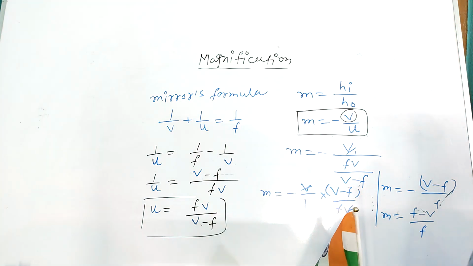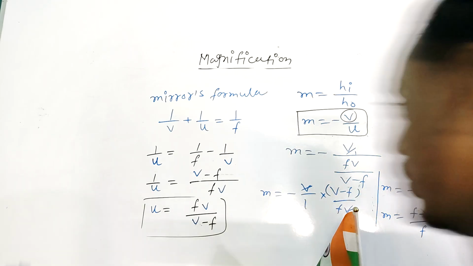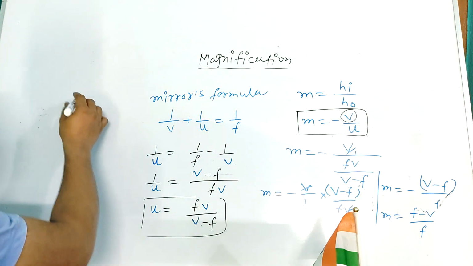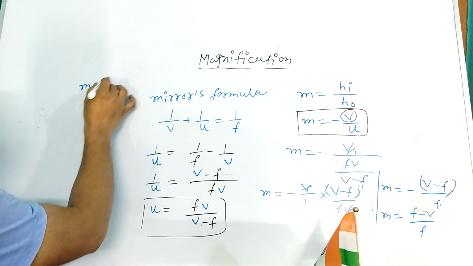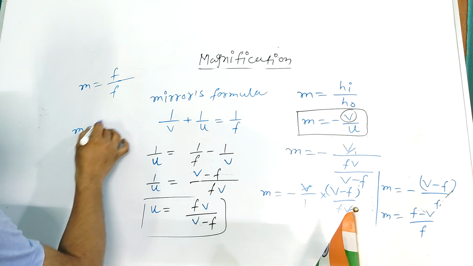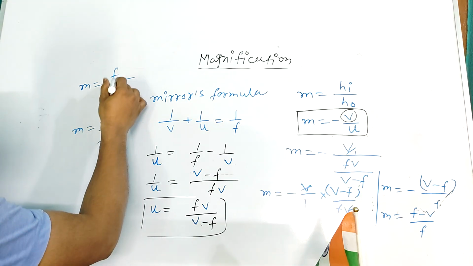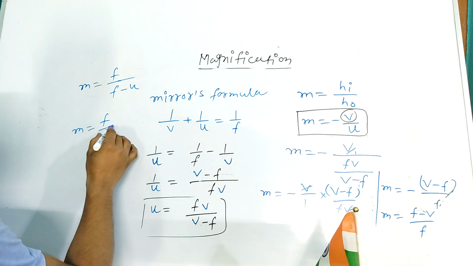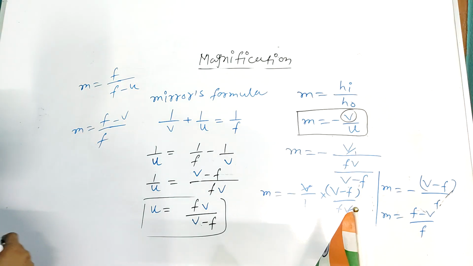Let me check. Yes, it is visible. Good. So we are getting magnification is equal to F by (F minus U), and it is also minus V by U.